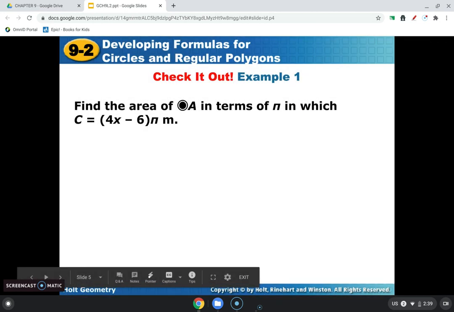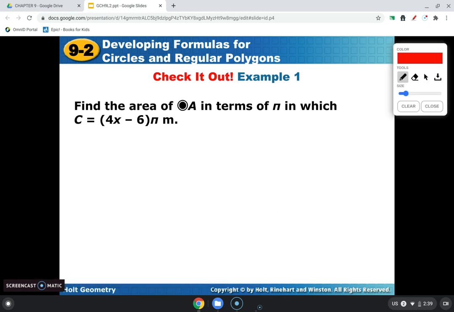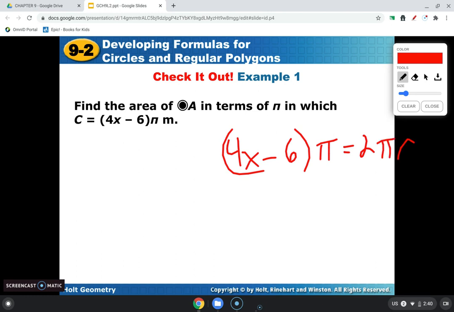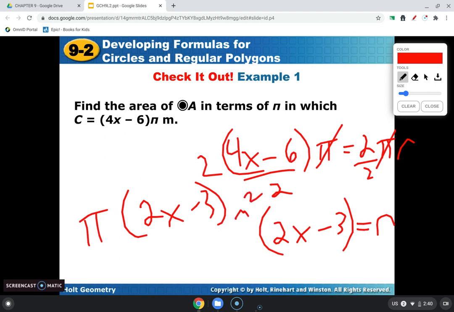Find the area of circle A in terms of pi, where the circumference is 4x minus 6 pi. Once again, we have to find the radius so we can find the area. So the pi would cancel, divide by 2. So 2x minus 3 equals the radius. Well, pi times 2x minus 3 squared, and that's good enough. You can leave it like that, meters squared.